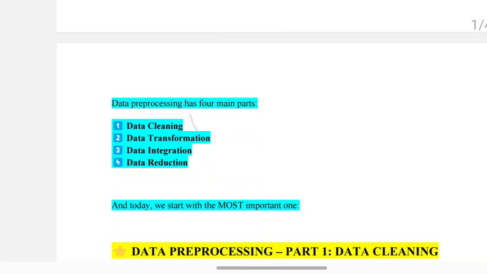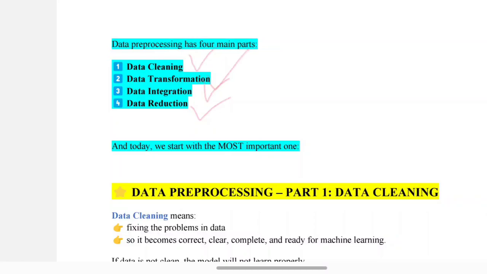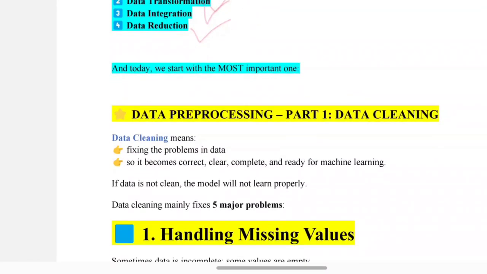One is data cleaning, that is nothing but vegetable cleaning. Next, data transformation, data integration, and data reduction. And today we start with the most important one, that is data cleaning. So in data pre-processing, we will be going through data cleaning. I have given this as part 1.